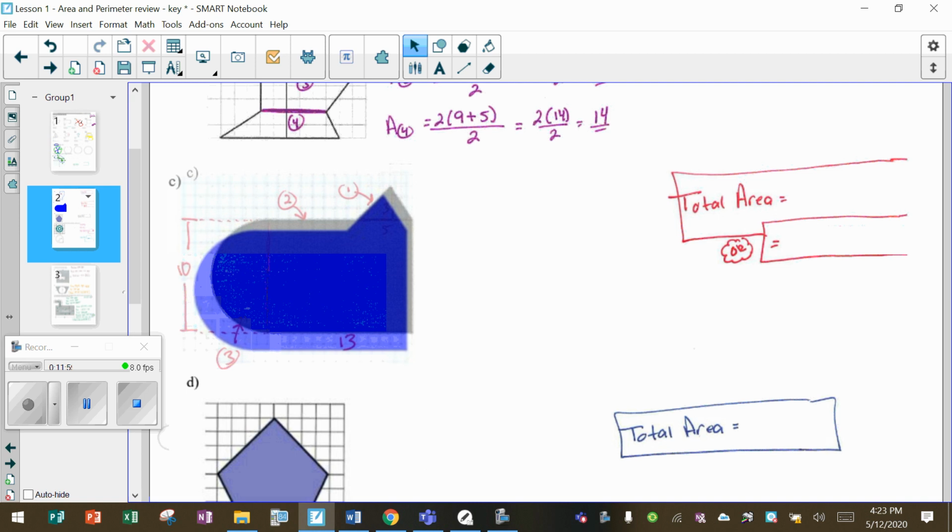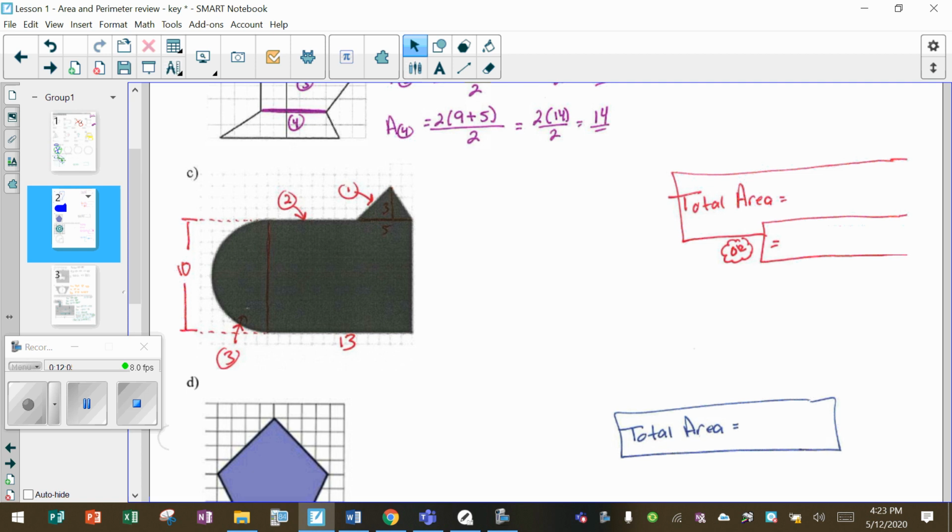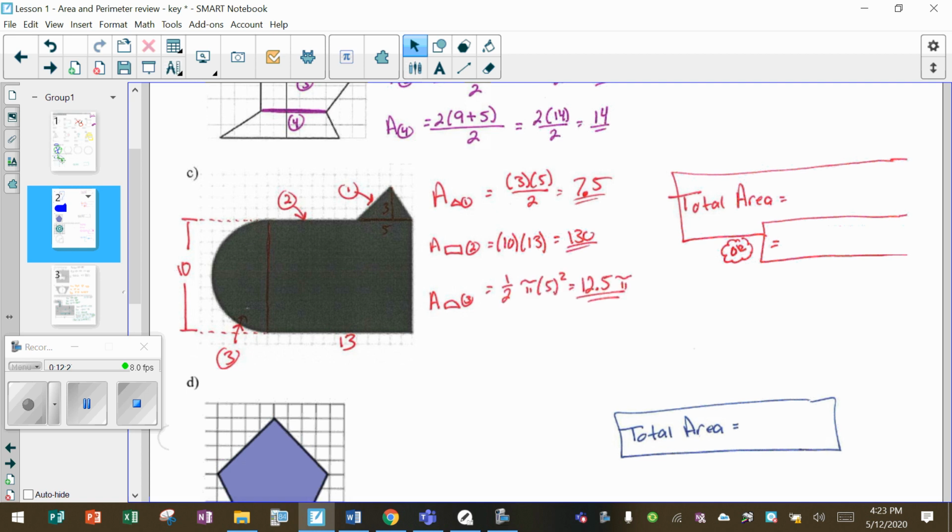Okay, so here's what I did. I have a half a circle, a rectangle, and this little triangle at the top, almost like the fin of a whale or shark. Shark attack. Do, do, do, do. So, little triangle. First, figure out a height of 3, base of 5, base times height divided by 2. Got a big rectangle here. Area is simple, base times height. And then I have half of a circle.